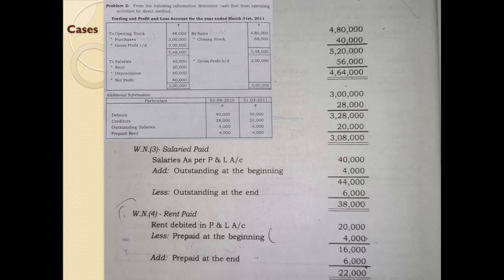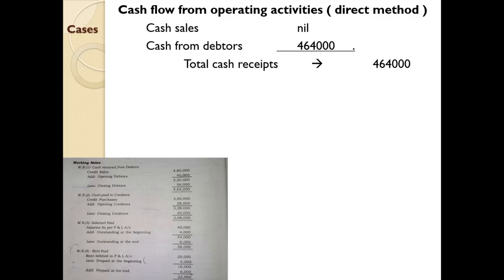So we have almost extracted the items that are required for preparing a cash flow from operating activity using the direct method. So let us substitute all this amount in the statement. Cash flow from operating activity, we will begin with the first item, cash sales. Since there is no information regarding cash sales, we can leave cash sales as nil. Next one, cash received from debtors. We have found that 4,64,000 was received from debtors. So total receipts during the year is 4,64,000. From that, you need to deduct various cash expenses.